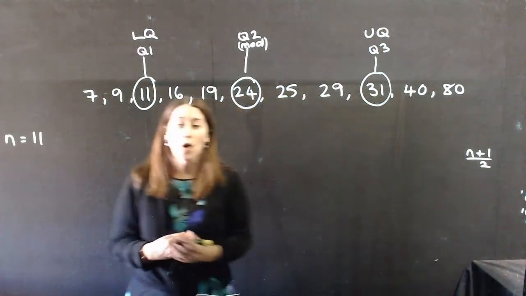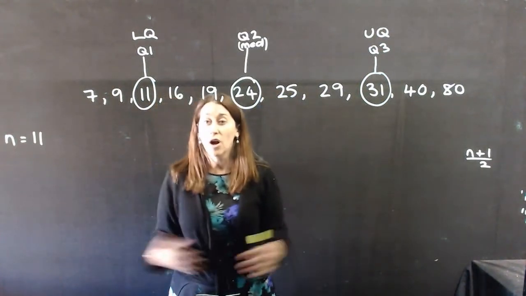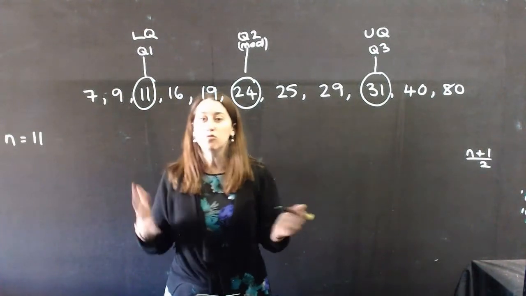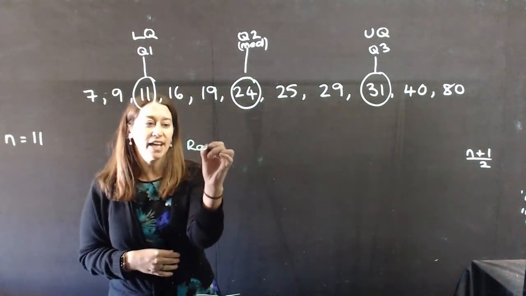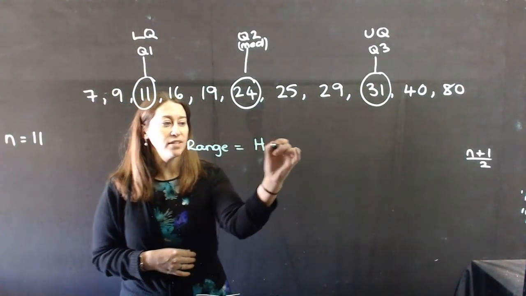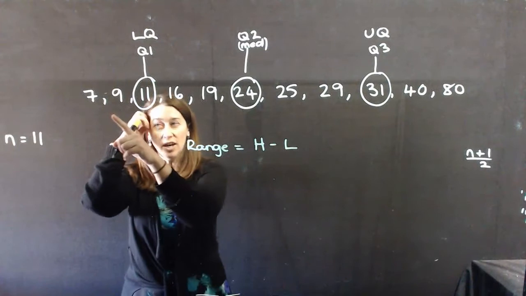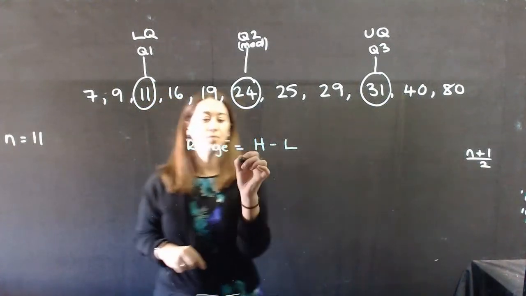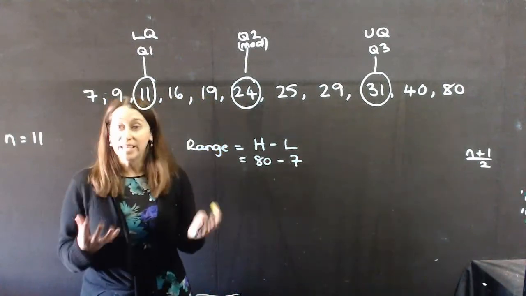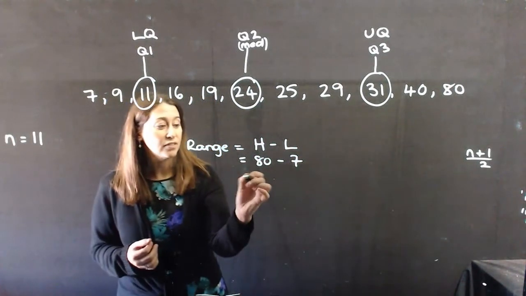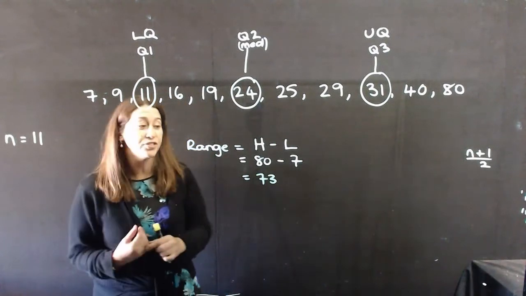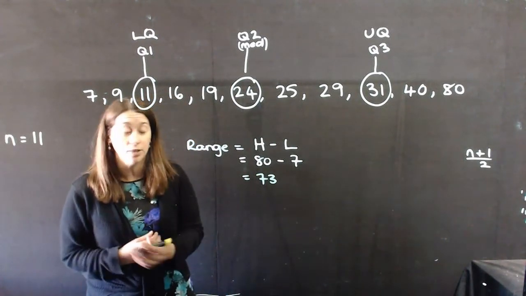Now, you should know that the range of some data tells us a lot about the spread of the data. And the range is calculated by taking the highest number, take away the lowest number. So the highest number is 80 and the lowest number is 7. So 80 take away 7 tells us that our range is 73. That means our data spreads across 73 numbers.